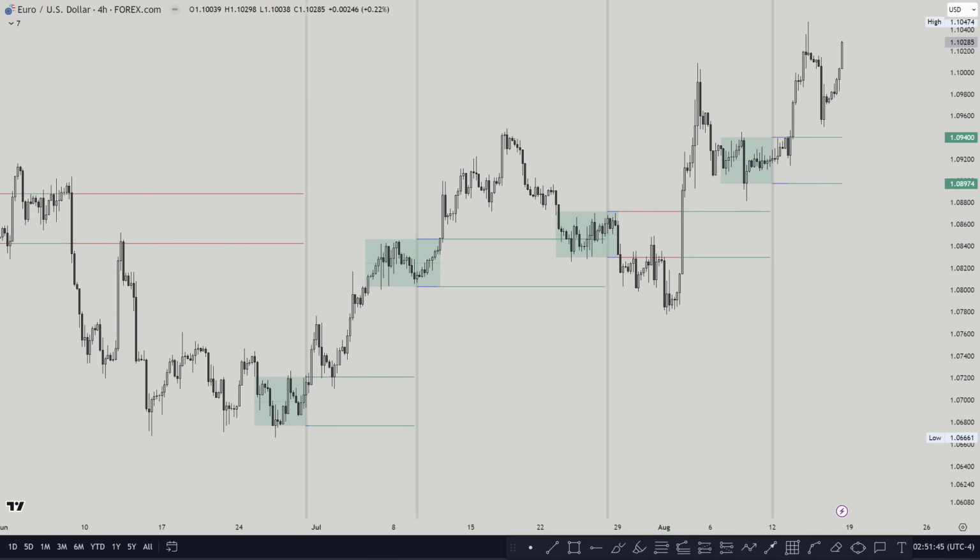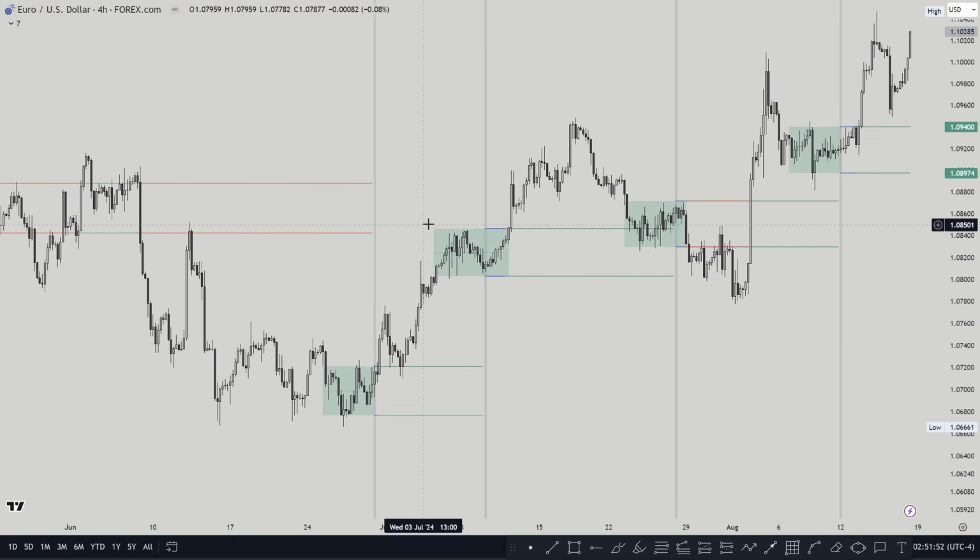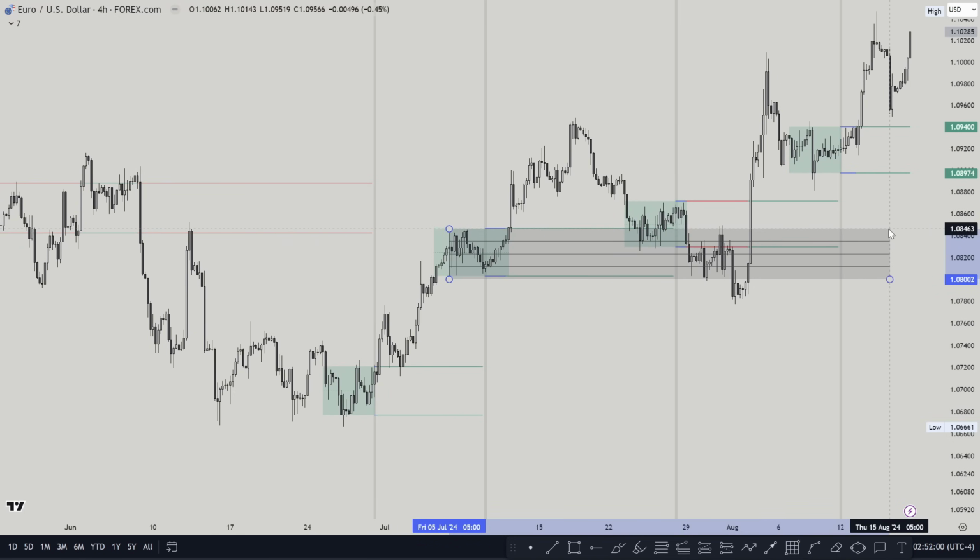Now, this is EURUSD on the 4-hour time frame using a range detector. What you see here is that, oh, this is a range. What we're going to do is simply take our Gann box from the low of the range to the high of the range and then drag it to the right.